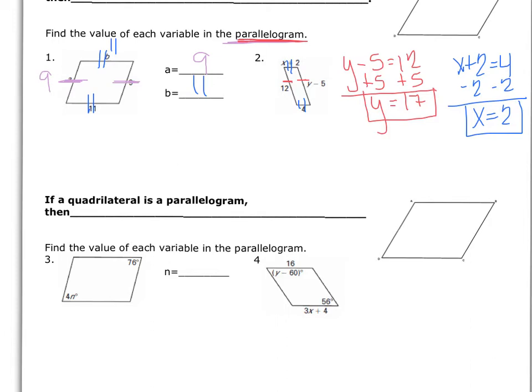Okay, so that means opposite sides are congruent in a parallelogram. Let's look at the next property. So if a quadrilateral is a parallelogram, then opposite angles are congruent.